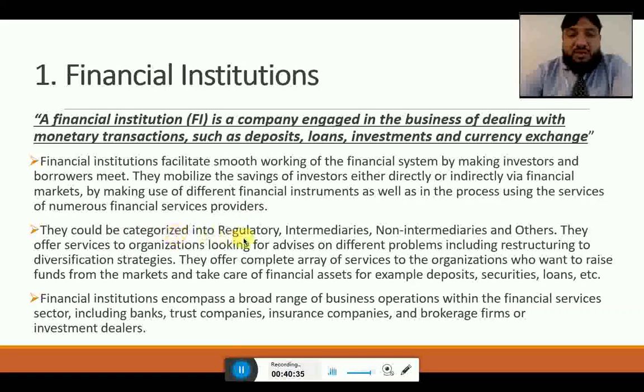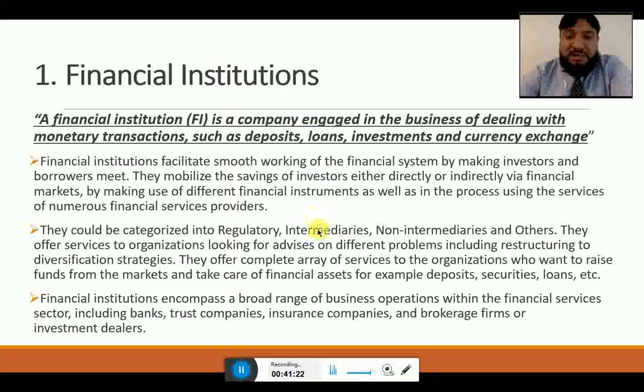So they could be categorized into regulatory, intermediaries, non-intermediaries, and others. Financial institutions are basically of three types: regulatory financial institutions, intermediary financial institutions, and non-regulatory, non-intermediary financial institutions. Regulatory financial institutions are basically public companies. They are owned by the governments, or they are owned by the international community. Their job is to prepare regulation, provide a legal framework, control the activities on the financial market, activities of exchange of funds from the borrower to the lender.